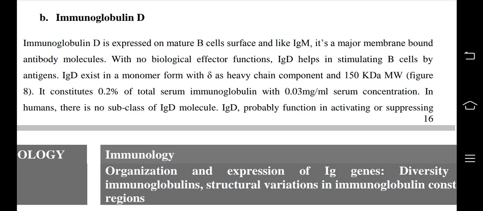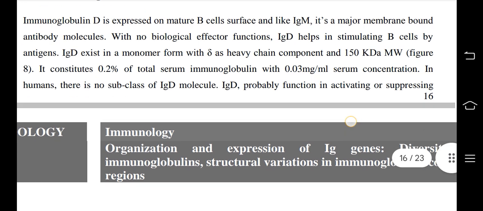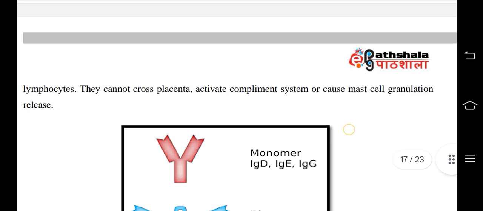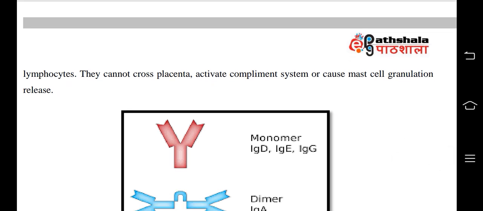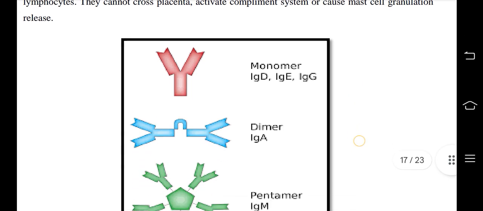It constitutes 0.2% of total serum immunoglobulin, with a serum concentration of 0.03 mg per ml. In humans, there is no subclass of IgD molecule. IgD probably functions in activating or suppressing lymphocytes. They cannot cross the placenta, activate the complement system, or cause mast cell granule release.